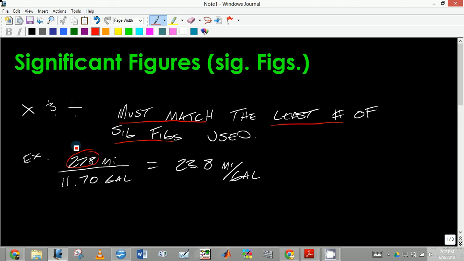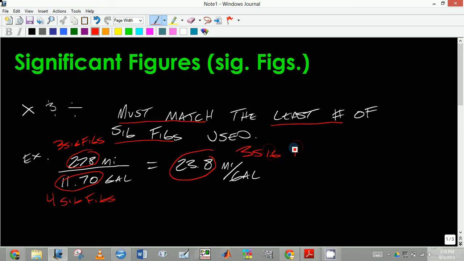This has 3 sig figs. Now this is a 3 here. This has 4. So based on this here, we must match the least number of sig figs used. Our answer must have 3 sig figs. Okay.